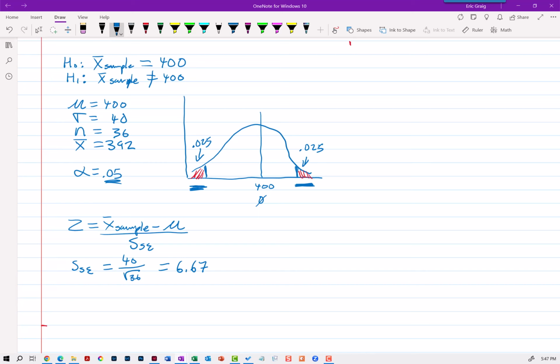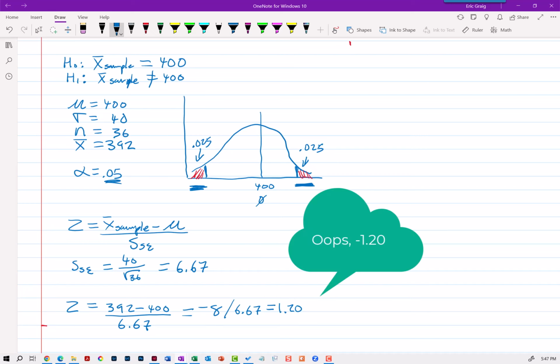Okay, so now we have what we need to compute the z-score for this problem. Z equals 392, I think, yeah, 392 minus 400 divided by 6.67. 392 minus 400 is negative 8. Negative 8 divided by 6.67. And that equals about negative 1.20. Okay, so now we have our computed value for z.